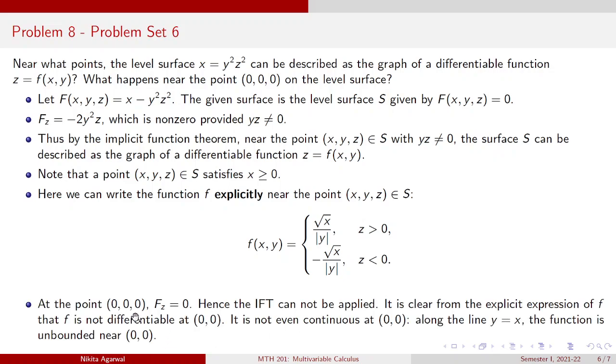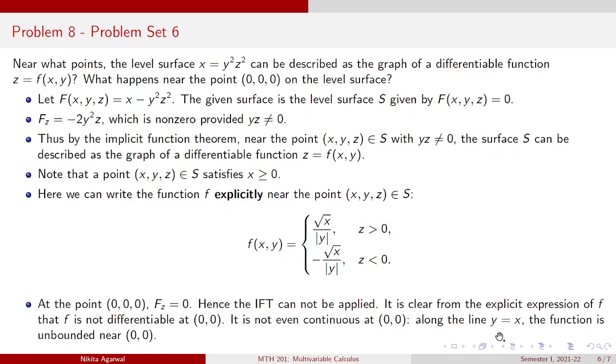Now at the point (0, 0, 0). Now why is this a different point? Because at this point yz is 0, right? Both y and z are 0, so yz is 0. Of course, the partial of f with respect to z at this point is 0, and hence you cannot apply the implicit function theorem. So IFT here stands for implicit function theorem.